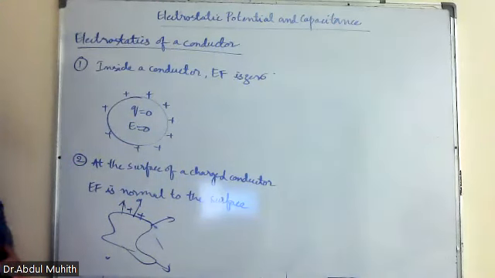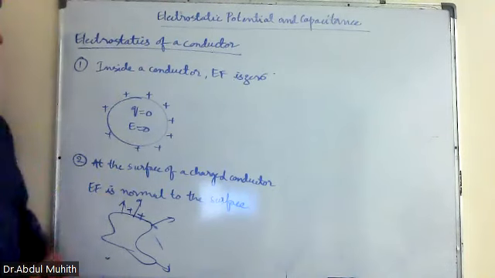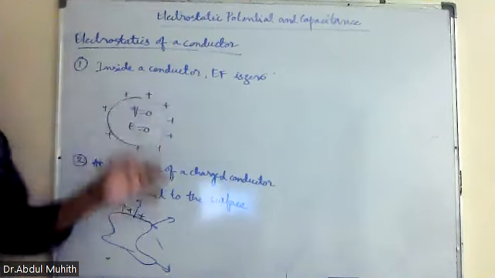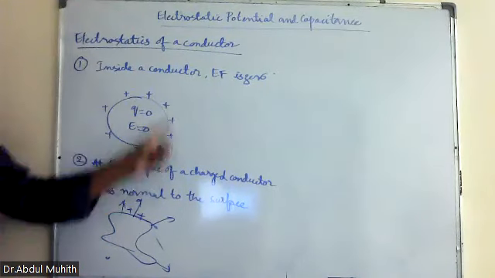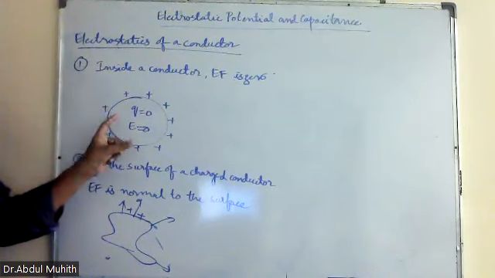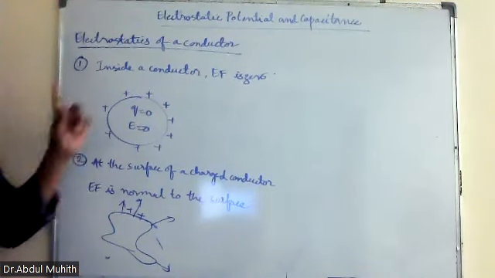In the first point, there are a total of 6 points in electrostatics of a conductor. Definitely one will come in the exam. The first point is: inside a conductor, electric field is 0. It is a one-mark question. This means the charges lie on the surface. Inside the conductor there is no charge, no charge, no electric field. This is the first point.